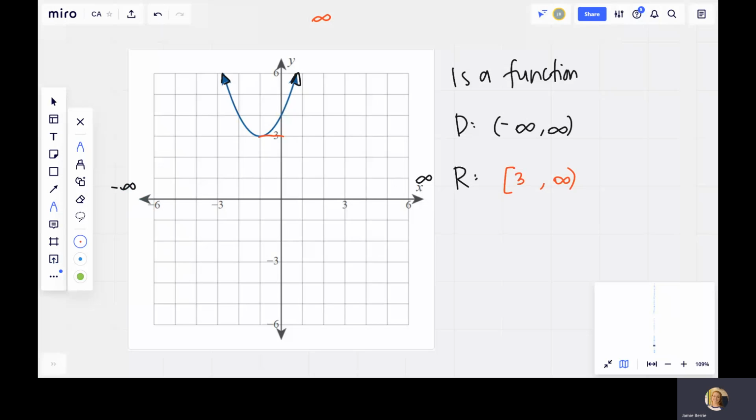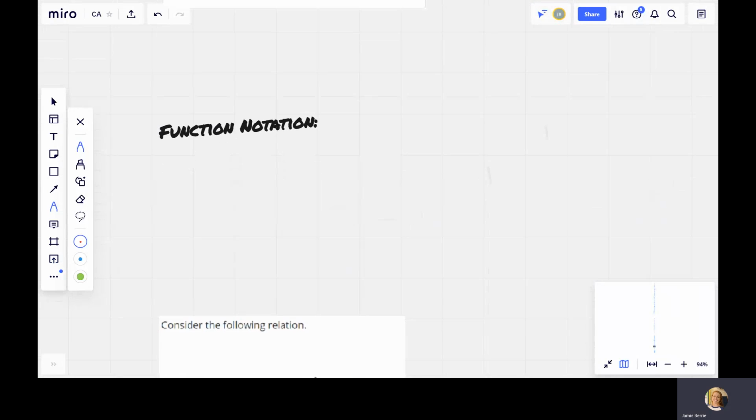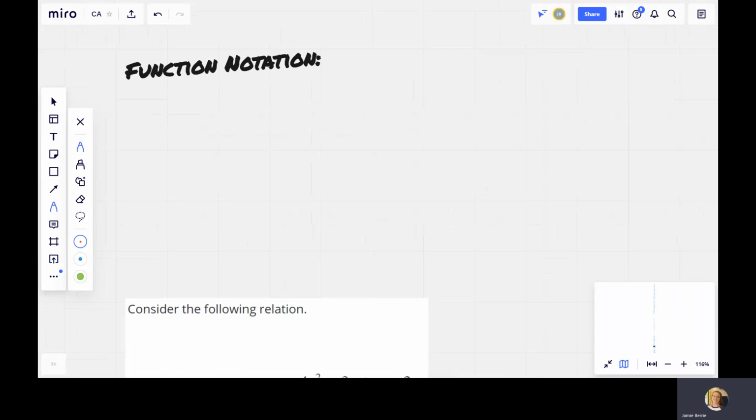All right, so we will talk more about the domain and range of a graph. This will keep coming up throughout the semester, and we'll get plenty of practice with finding the domain and range of a graph. The next thing I want to talk about is function notation.